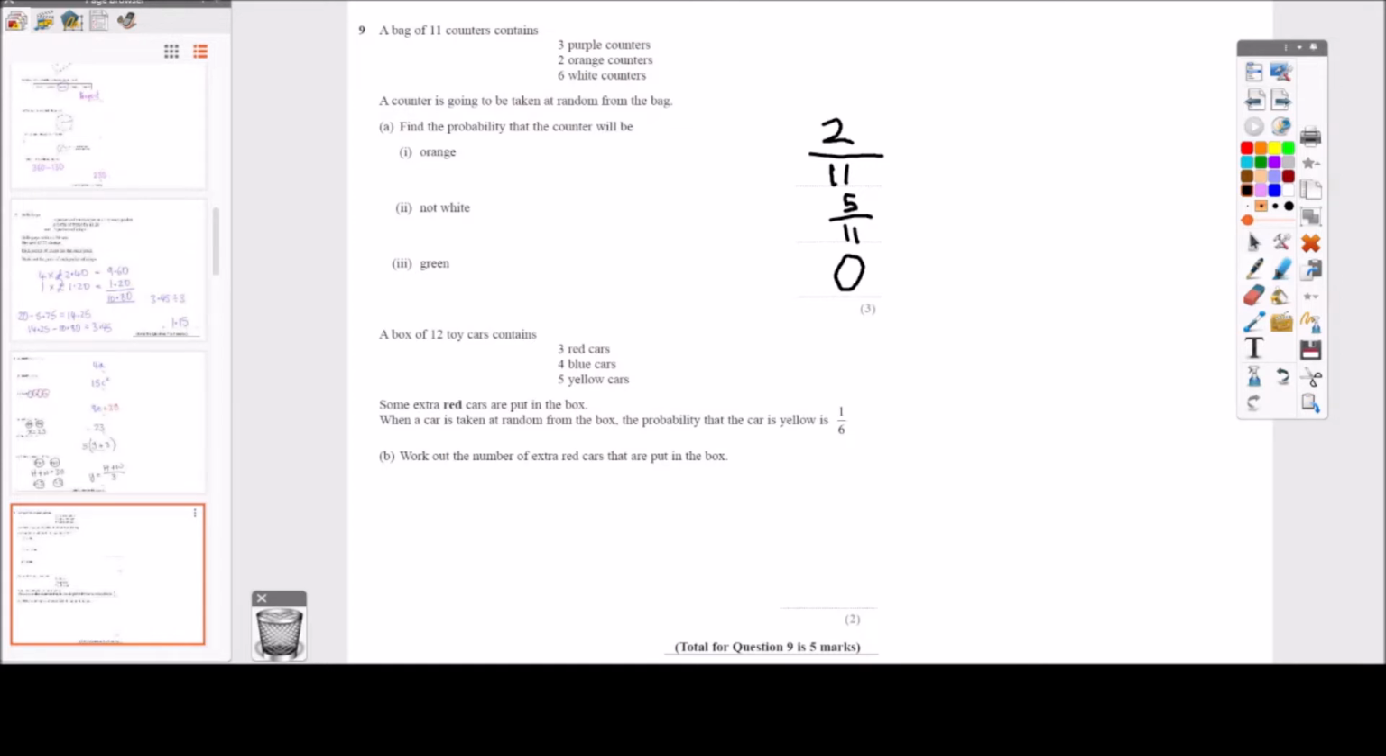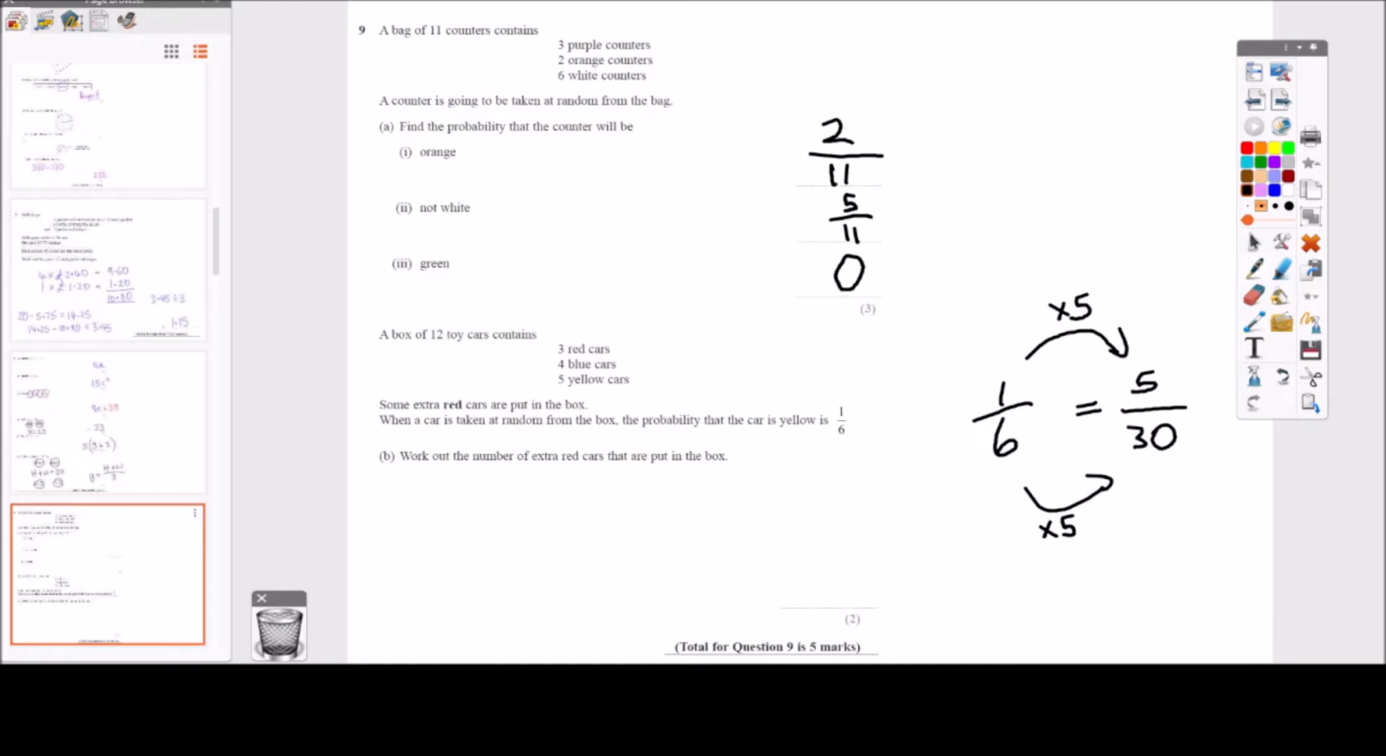We're going to add some extra red ones, and once we've added these extra red ones, the chances of getting a yellow car is 1 out of 6. So the chances of a yellow is 1 out of 6. Now, we've presently got 5 yellows. So to maintain the probability of 1 out of 6, that's the same as 5 out of what? Well, the equivalent fraction is what we get when we multiply by 5. So 6 fives are 30.